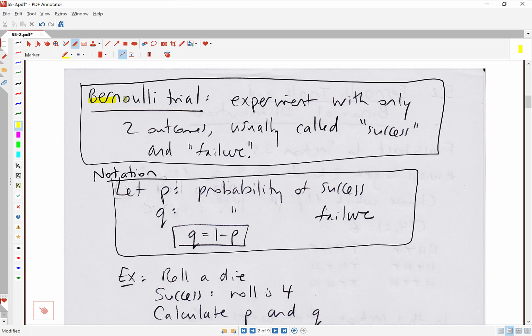So let's define what a Bernoulli trial is. It's an experiment with only 2 outcomes. And for simplicity, the 2 outcomes are usually called success and failure. Some notation to go along with a Bernoulli trial: we're going to let p represent the probability of success, and q will be the probability of failure in our Bernoulli trial. Because you can only have a success or a failure, when you add up the probabilities, you're going to get 1. So p plus q is going to equal 1. And if we rephrase that, you could say q is going to be 1 minus p. So in other words, if you know the value of p, then you can quickly compute the value of q because it's going to be 1 minus p.